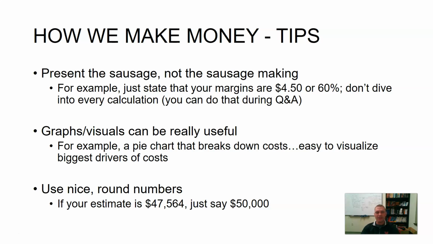Finally, use nice round numbers. So if your estimate is $47,564, just say $50,000. It'll make it easier for all of us. So go ahead and round to reduce the amount of pain that we're going through to comprehend what you're telling us.